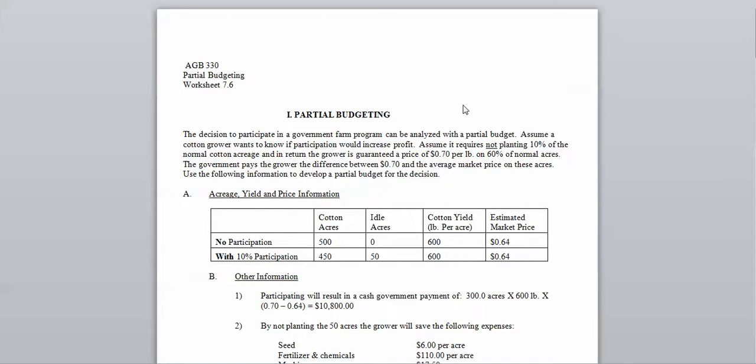In partial budgeting, we are asking ourselves which enterprise to take part in. It's kind of like making a decision and you're putting on one half of a sheet of paper all the positives from making the decision, and on the other side of the piece of paper you are writing all the negatives. So, let's go through this example and hopefully it'll make sense to you.